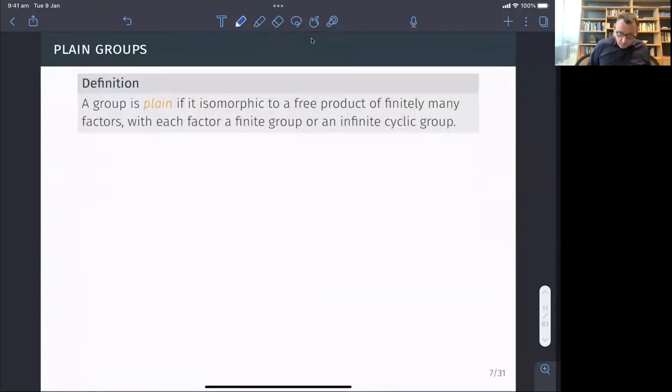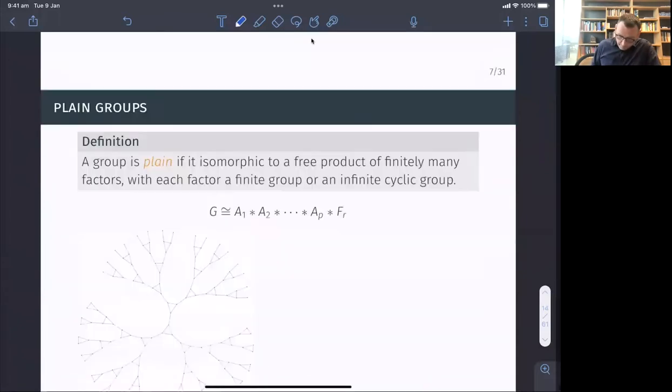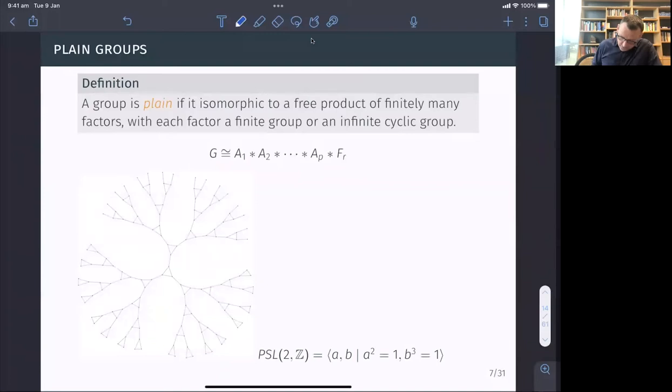Okay, so what is a plane group? A group is plane if it's isomorphic to a free product of finitely many factors. The first bunch are finite groups, and then the last bunch of factors are infinite cyclic groups. So we could write it like that, or we could just put a single free group there. That would be the same. An example is PSL2Z. There's a presentation there at the bottom.